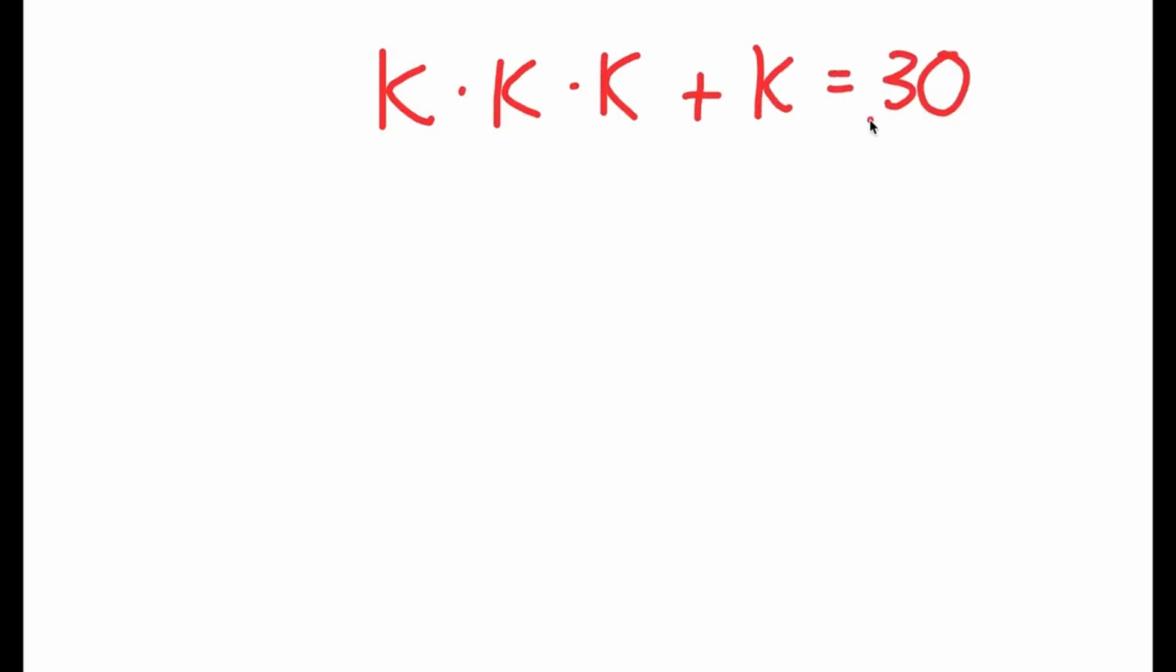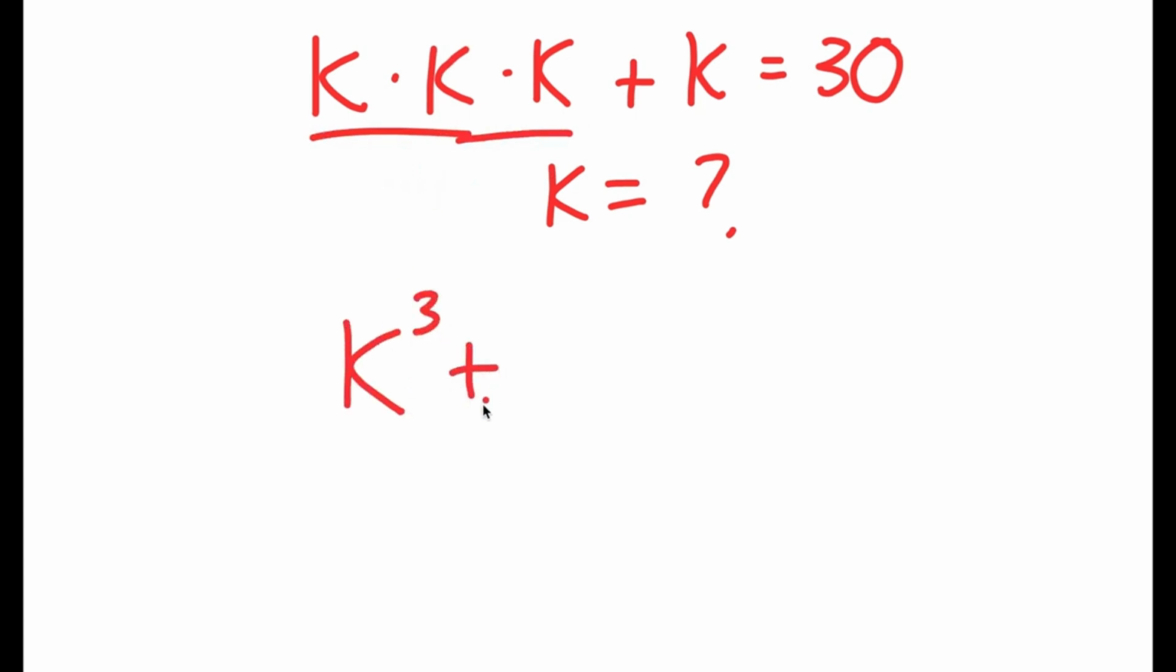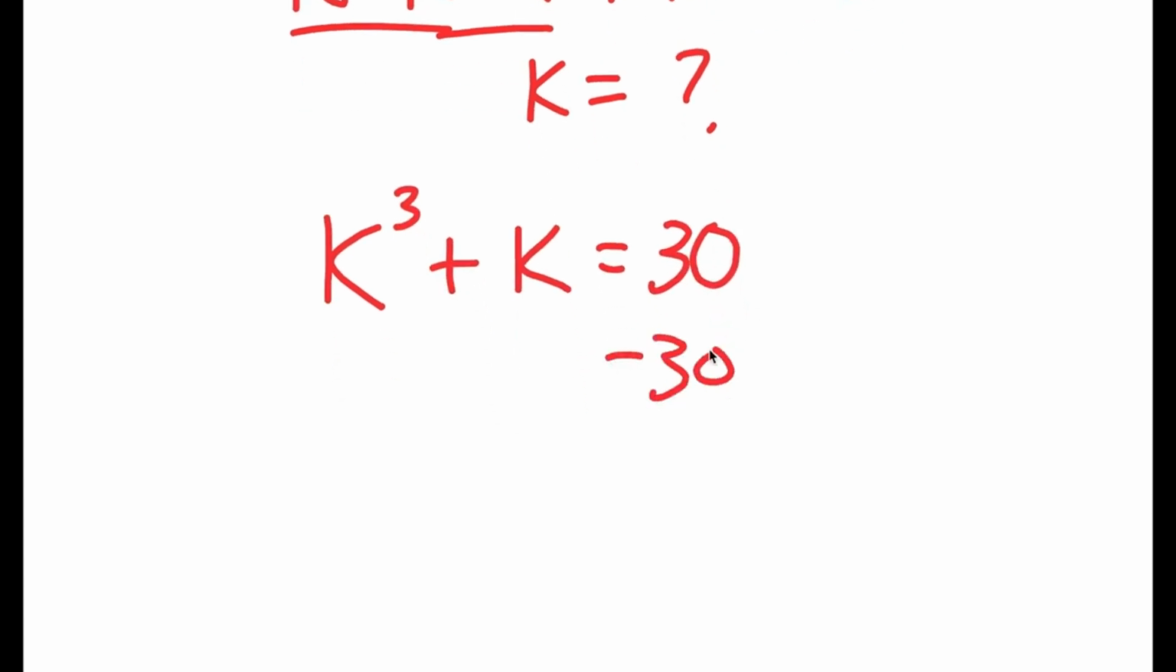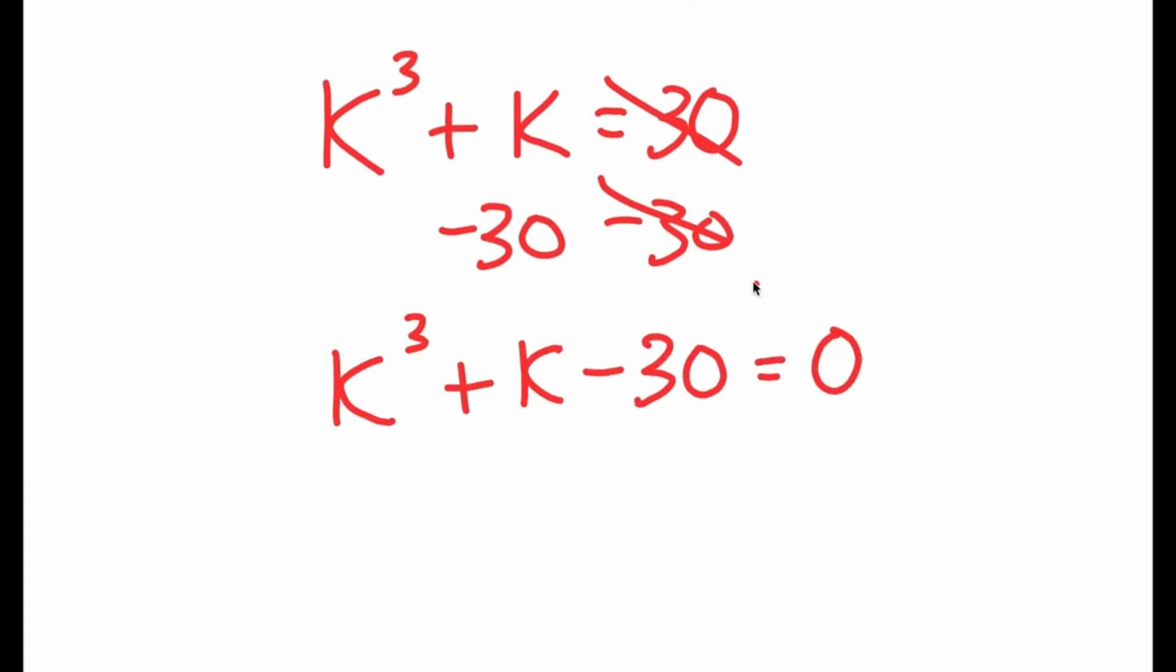Alright, so in this video, I'm going to solve the equation k times k times k plus k is equal to 30. So obviously I want to find the value of k in this equation. So to start off, k times k times k is the same thing as k to the power of 3. So k to the power of 3 plus k is equal to 30. And now I'm going to subtract 30 on both sides. So I get k to the power of 3 plus k minus 30 is equal to 0.